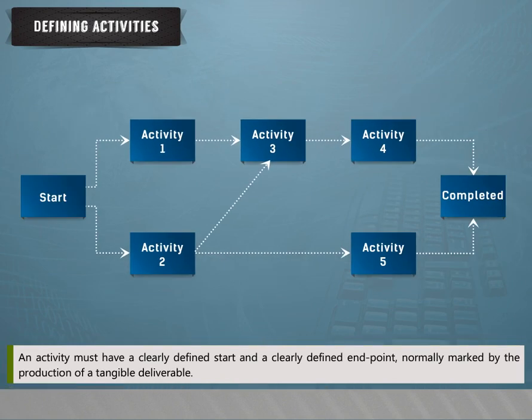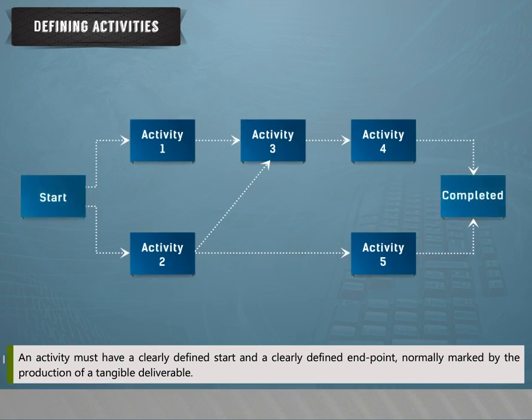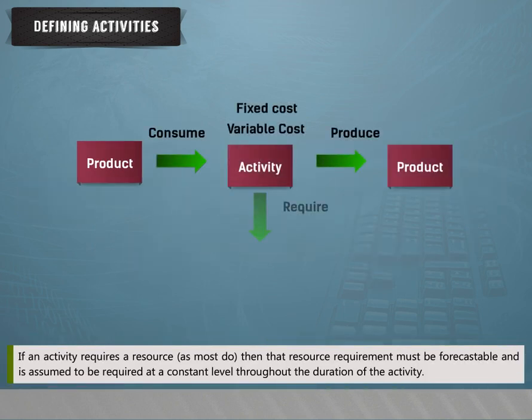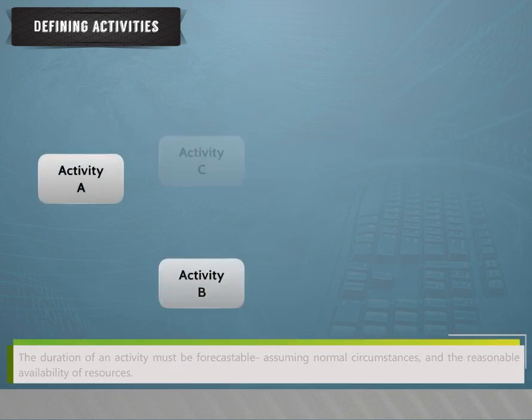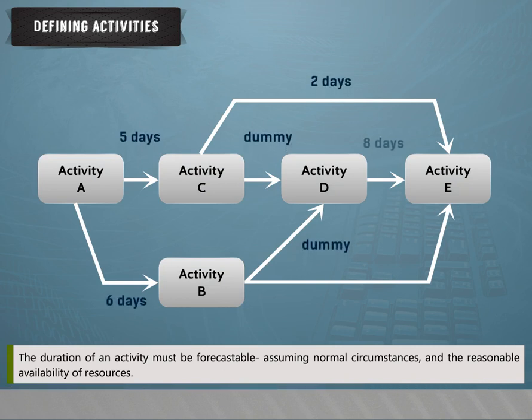An activity must have a clearly defined start and a clearly defined end point, normally marked by the production of a tangible deliverable. If an activity requires a resource, as most do, then that resource requirement must be forecastable and is assumed to be required at a constant level throughout the duration of the activity. The duration of an activity must be forecastable, assuming normal circumstances and a reasonable availability of resources.